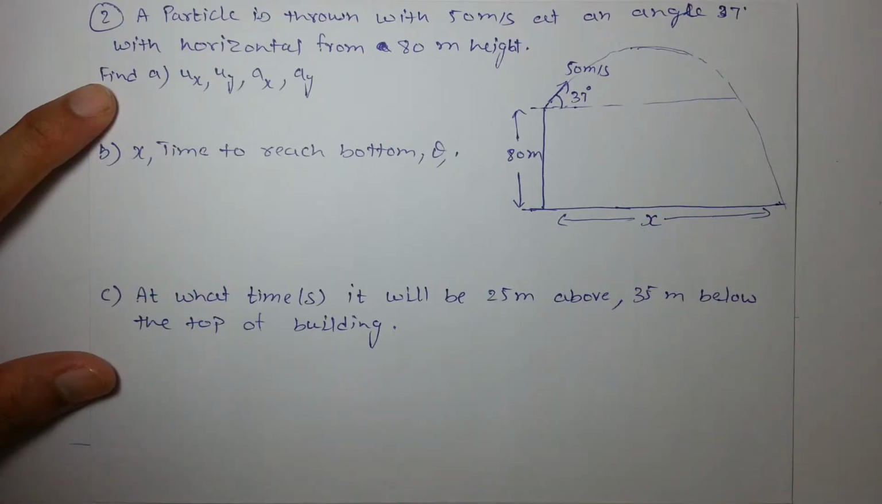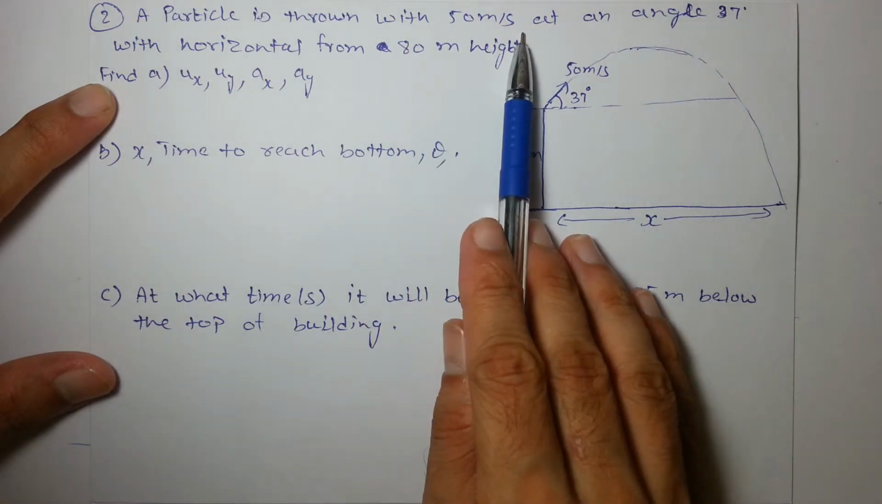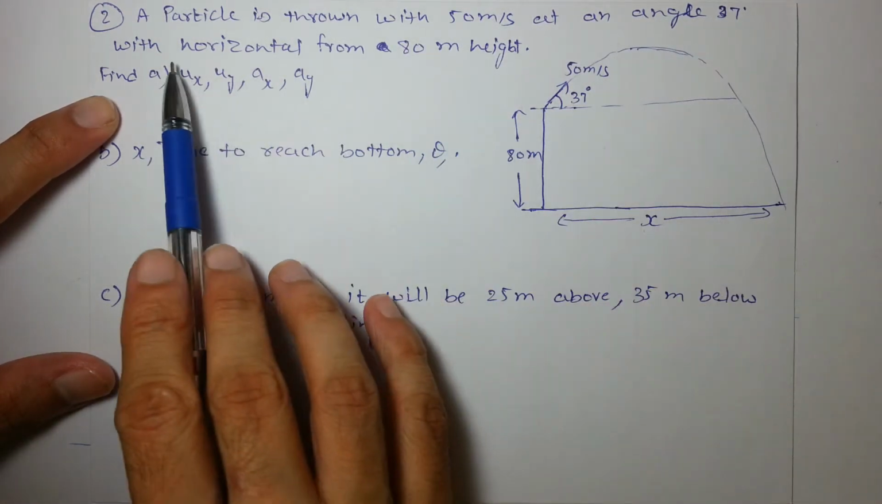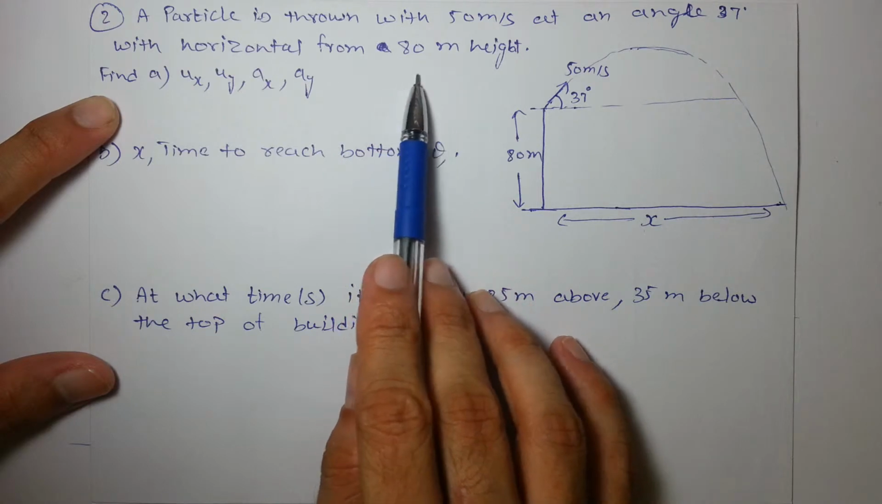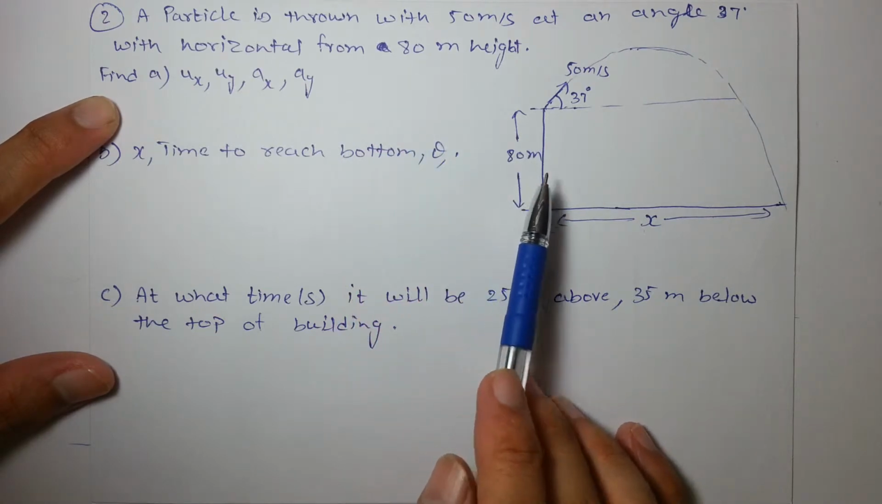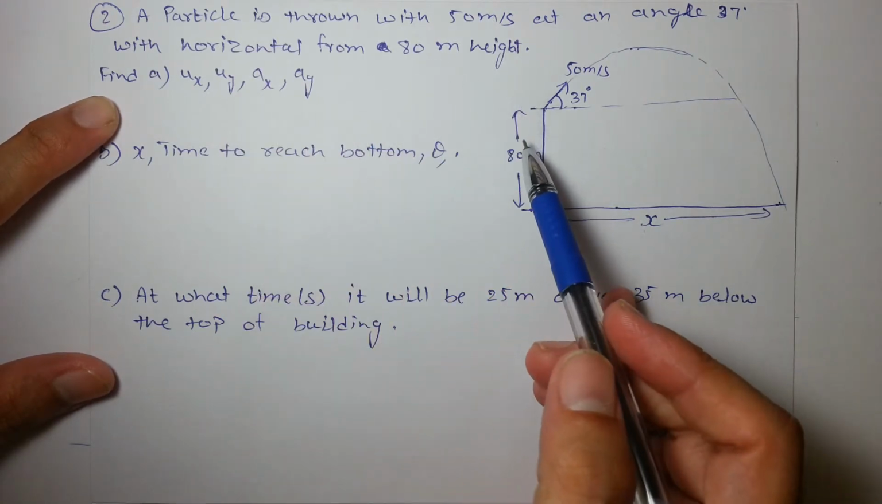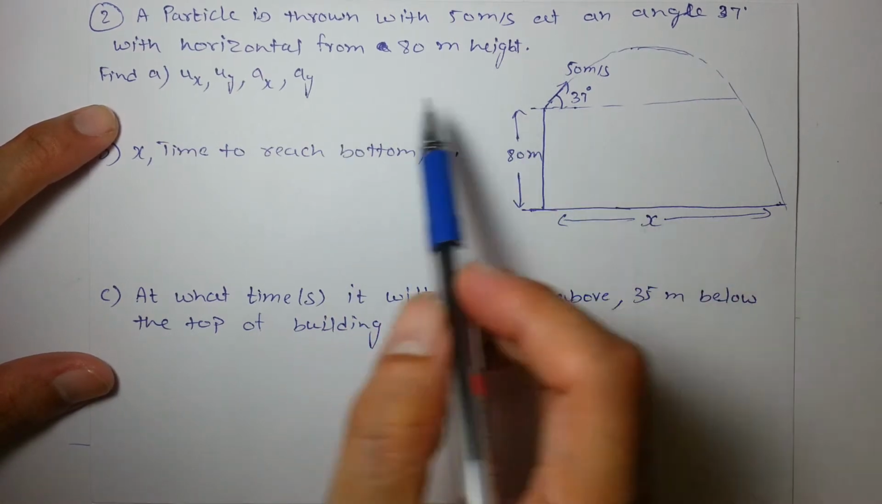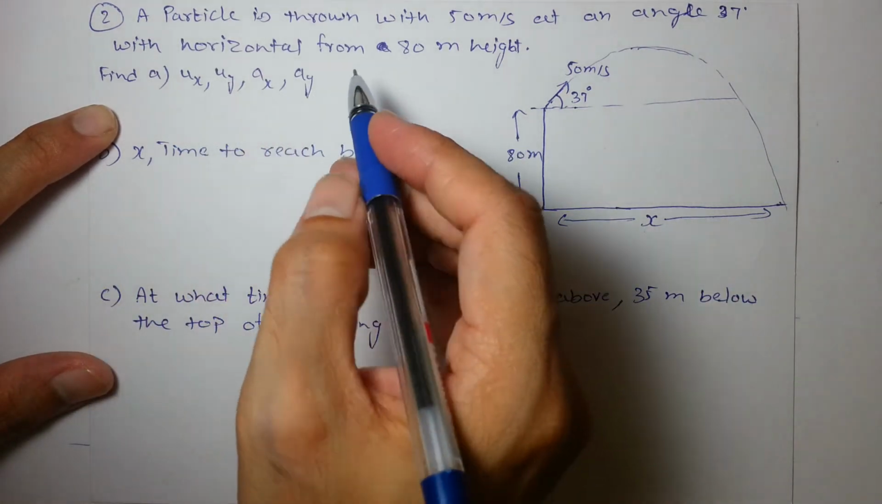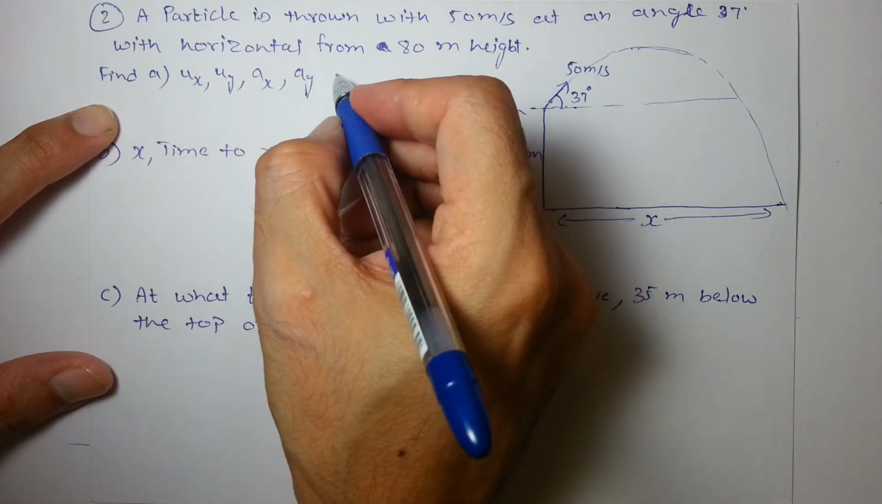In the next question, a particle is thrown with a velocity 50 meter per second at an angle 37 with horizontal, from a height of 80 meter building. Okay, from an 80 meter height building. So we have to find first of all ux, uy, ax, ay. Let's start with ux.